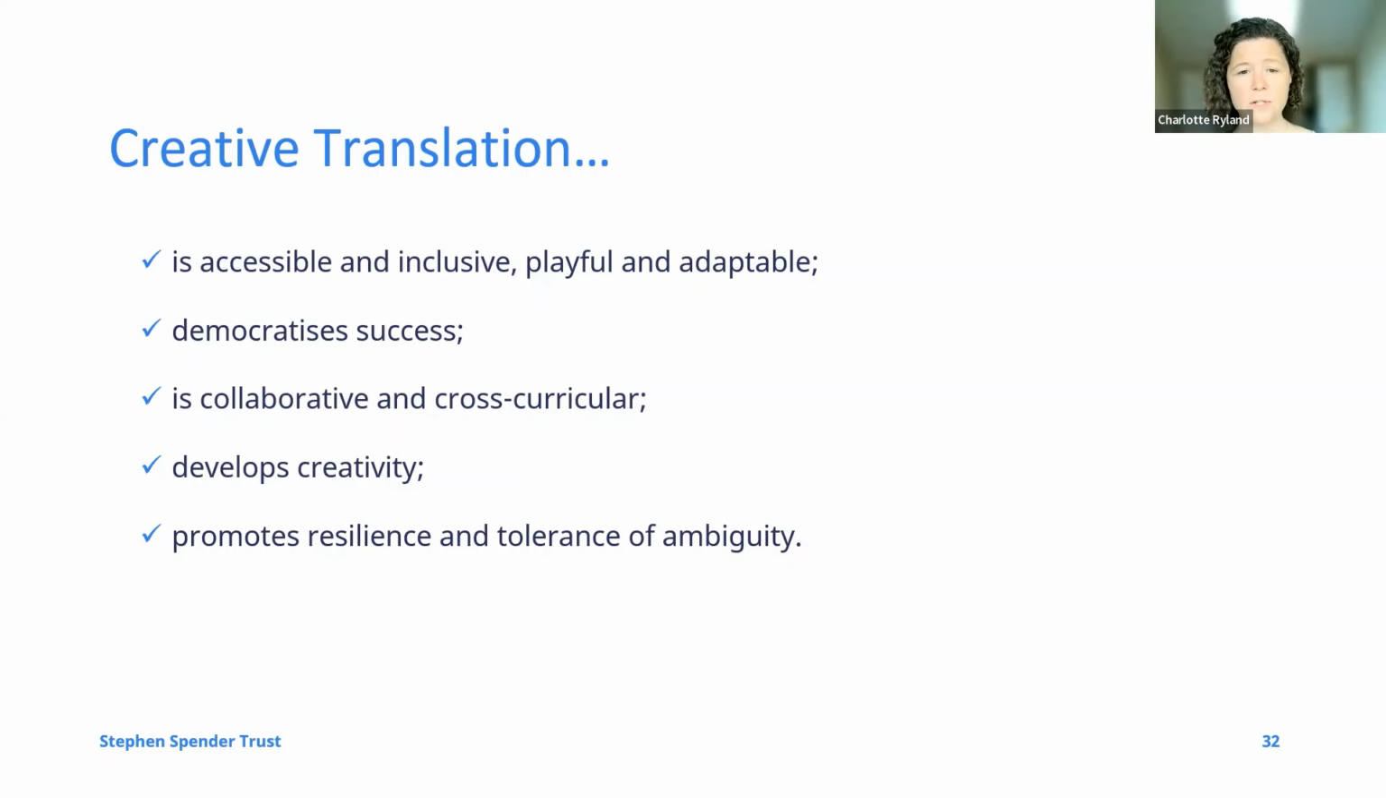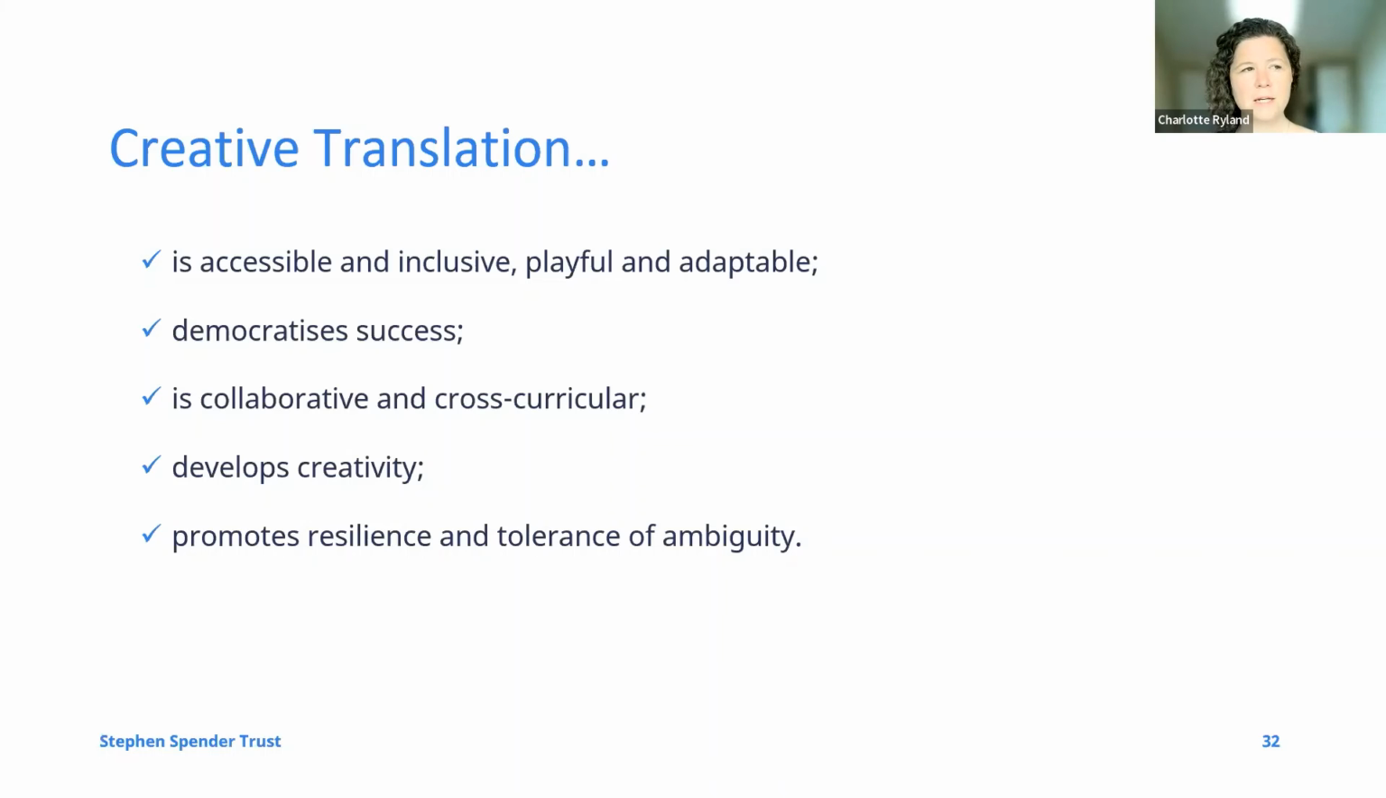It's collaborative, it's cross-curricular. We've had some great examples recently of teachers working with English departments, with art, food tech, media studies. There's all sorts of opportunities. It develops creativity, of course, and it promotes resilience and tolerance of ambiguity.